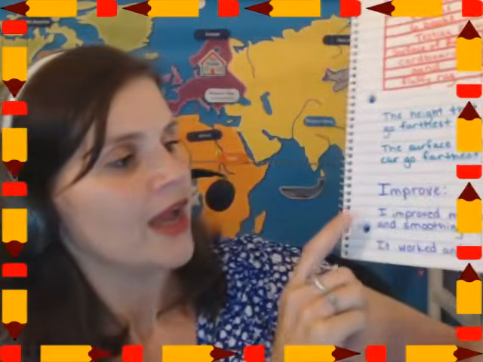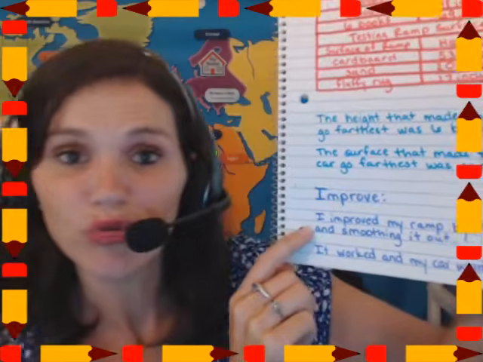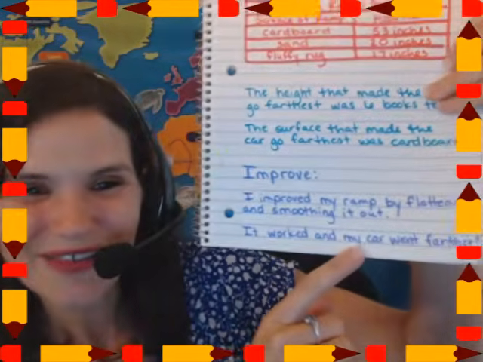So here is my improved step in my science journal. I wrote, I improved my ramp by flattening and smoothing it out. So cardboard was my best surface, but I noticed there were some bumps that were creating some friction. So I smoothed that out as best I could. And when I did that, my car traveled even farther. And that's what I wrote next. It worked and my car went farther.